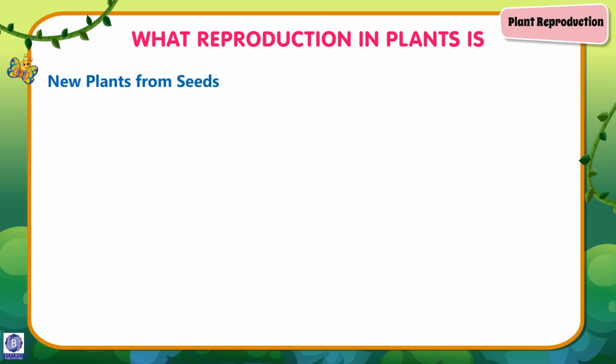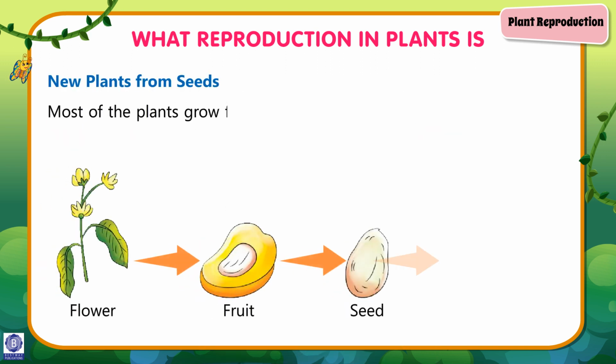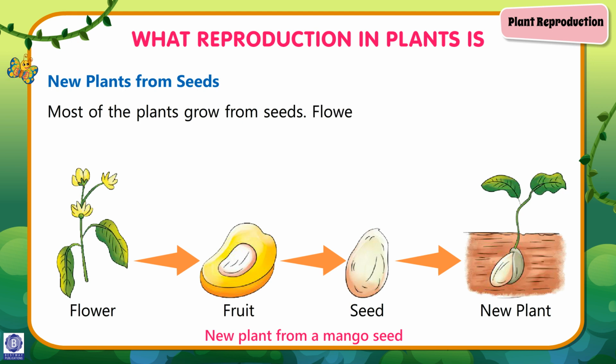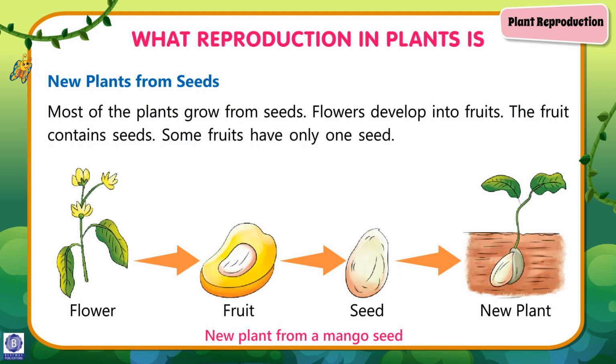New plants from seeds. Most of the plants grow from seeds. Flowers develop into fruits. The fruit contains seeds. Some fruits have only one seed. Others may have a few seeds or many seeds.